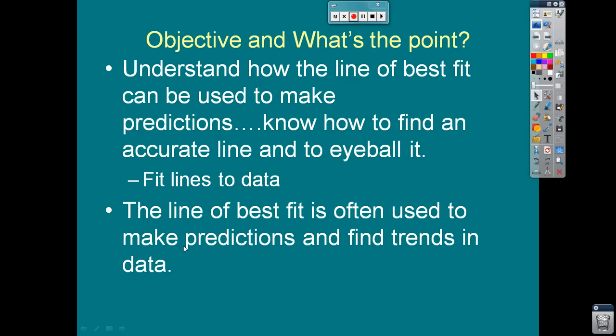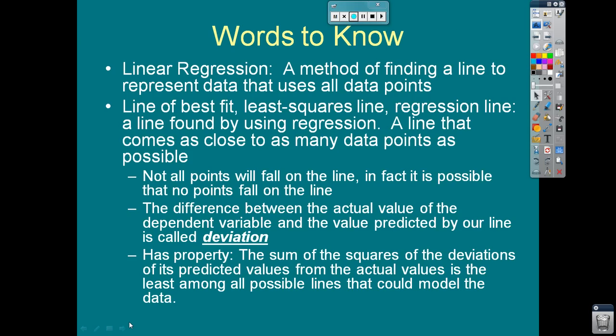We're going to fit lines to data. This is really super important in statistics. I did this in my statistics class I took last year as a master's class. If you take statistics in the future, you'll use this. You've also used this in science. So this is something that will happen a lot, and I think you'll know what I'm talking about when we look at an example. Here's the words to know.